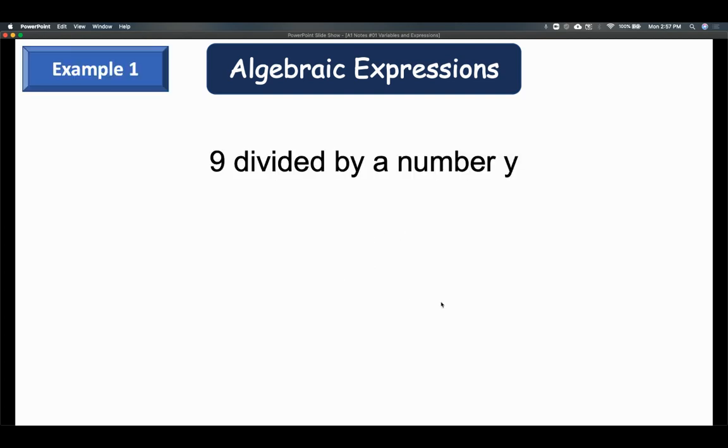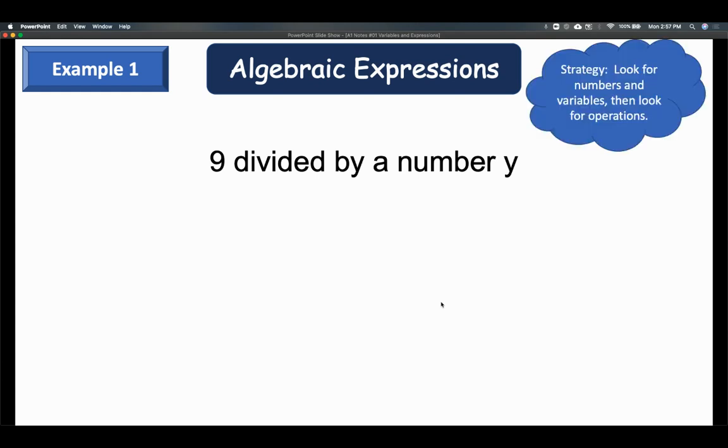All right, so the first example we went over in class: 9 divided by a number y. Here is a bit of a strategy that you can use. First, you're going to look for numbers and variables, then look for the operations to connect them together. The numbers and variables are also known as quantities. The first quantity that I find is a 9. I'm going to write down a 9. The next quantity that I see when I read that is y. Y is a variable quantity because it's still a quantity. It's just variable because it's a letter. So I've got my y.